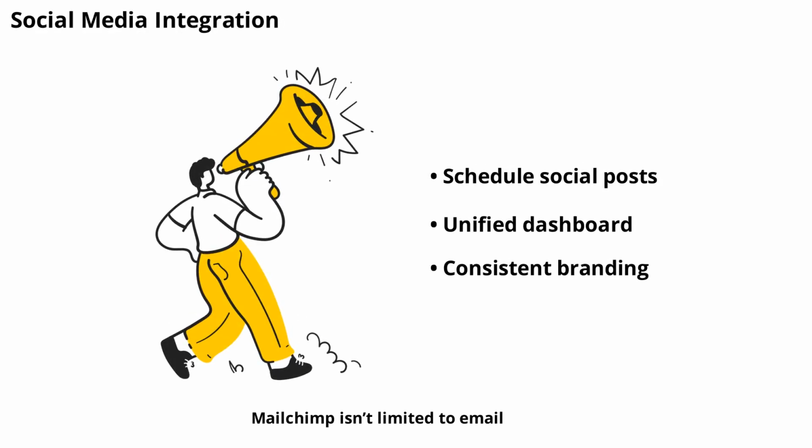Mailchimp isn't limited to email. It also integrates with social media platforms, allowing businesses to schedule and post content directly from the Mailchimp dashboard. This integration streamlines marketing efforts and ensures consistent messaging across channels. By managing both email and social media campaigns in one place, businesses save time and maintain a unified brand voice.